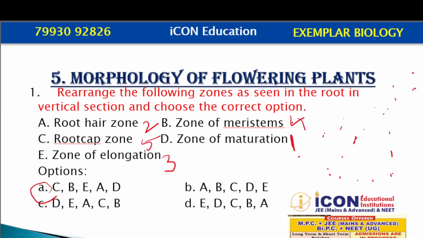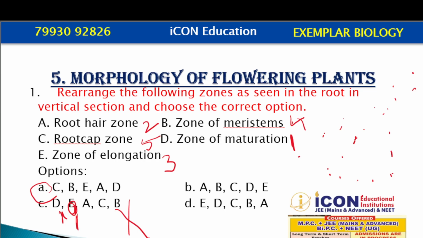But we are seeing that D is first here. Then after D, A should come, but A is not there, E is here. So, we cannot go with this answer. So, the correct answer for the first question, rearrange the following zones as seen in the root in the vertical section and choose the correct option, is option A.